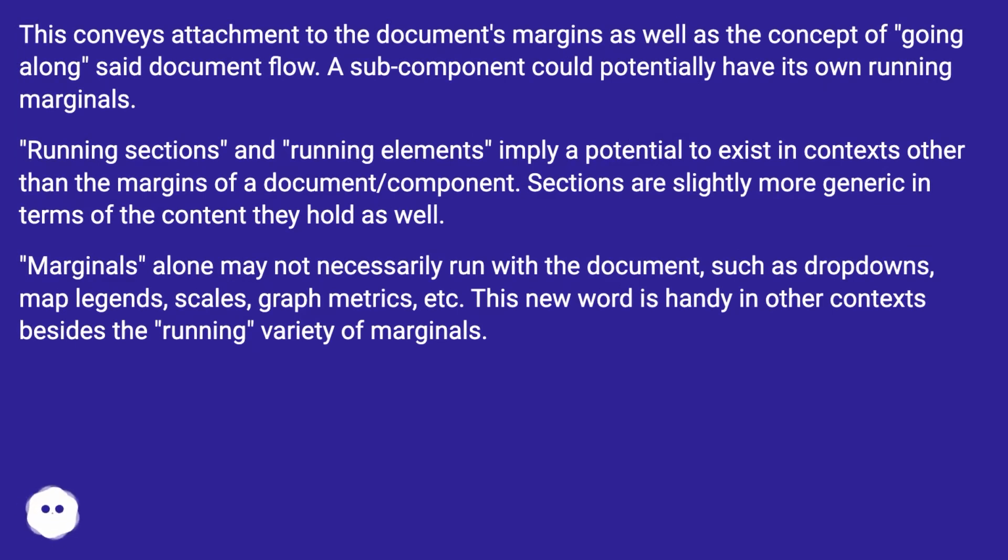This conveys attachment to the document's margins, as well as the concept of going along said document flow. A subcomponent could potentially have its own running marginals. Running sections and running elements imply a potential to exist in contexts other than the margins of a document or component. Sections are slightly more generic in terms of the content they hold as well. Marginals alone may not necessarily run with the document, such as drop-downs, map legends, scales, graph metrics, etc. This new word is handy in other contexts besides the running variety of marginals.